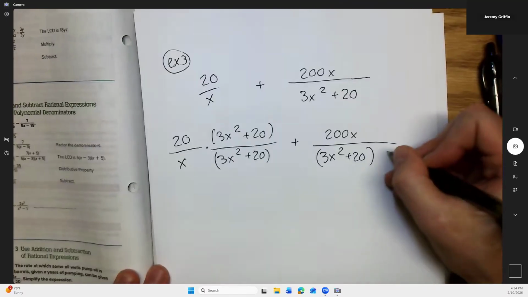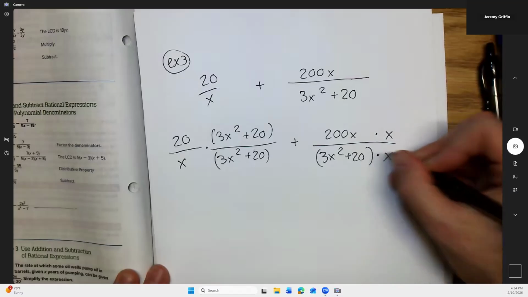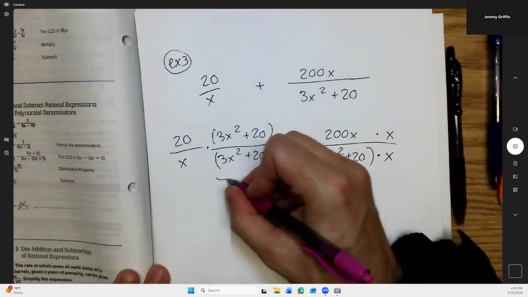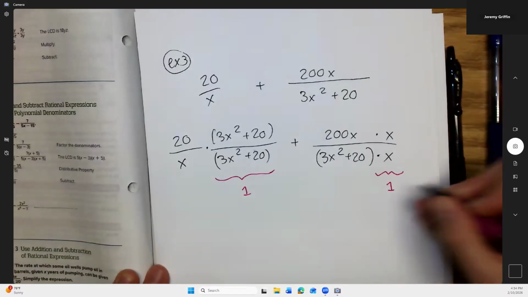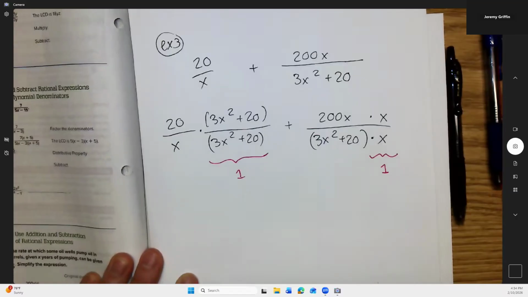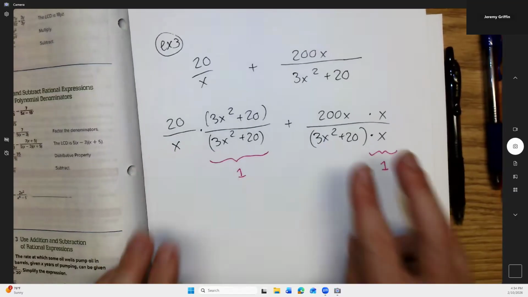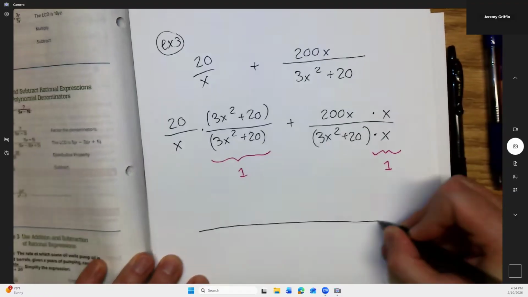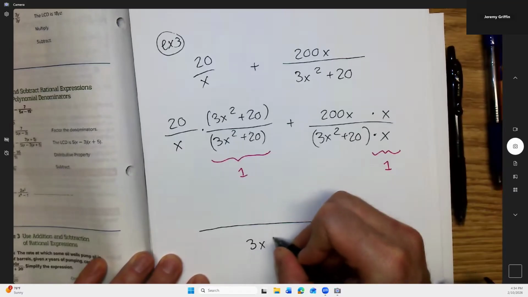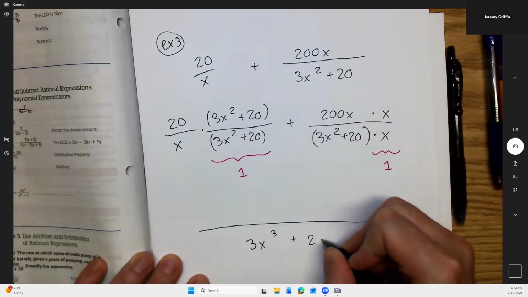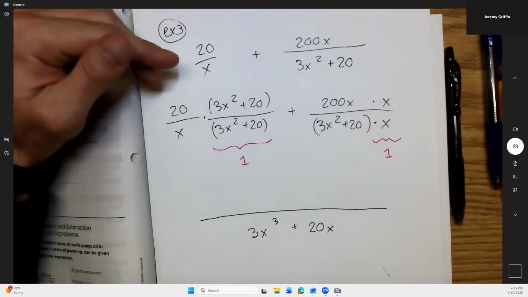Okay? We're going to multiply this top and bottom by x, simply x over x. Again, to point this out, this bit right here is equal to 1. This bit right here is equal to 1. That's why this is going to be a valid substitute. Now, these two fractions do have a common denominator. So the common denominator is this right here: 3x cubed plus 20x, or I guess you could have left it factored, no difference. But the numerator, now what?